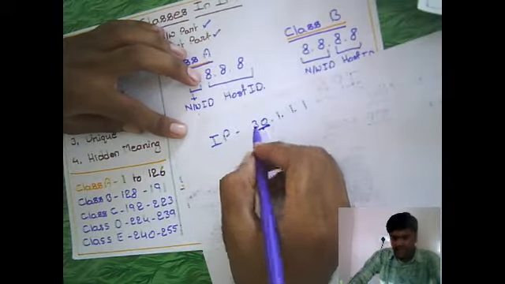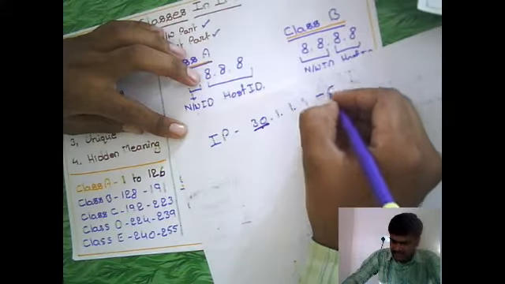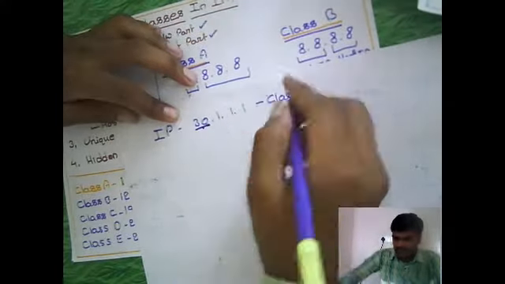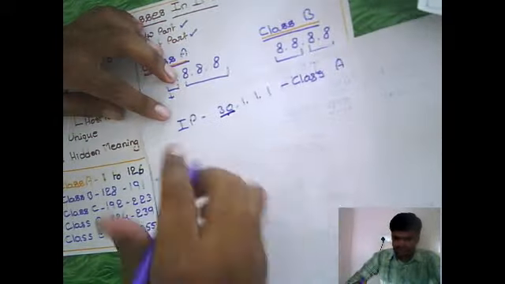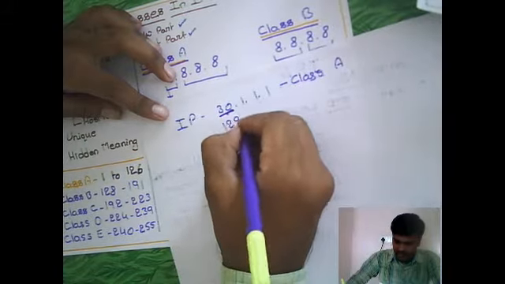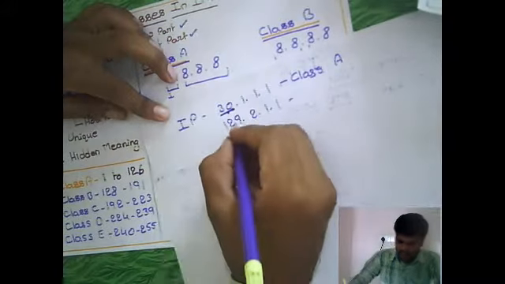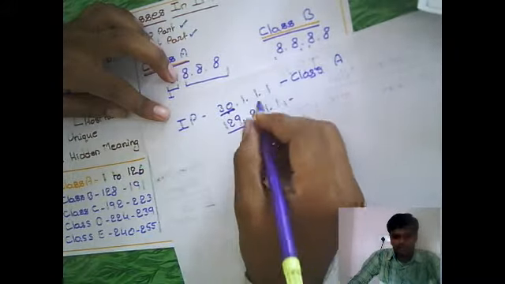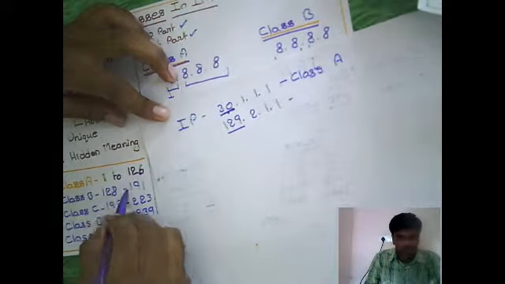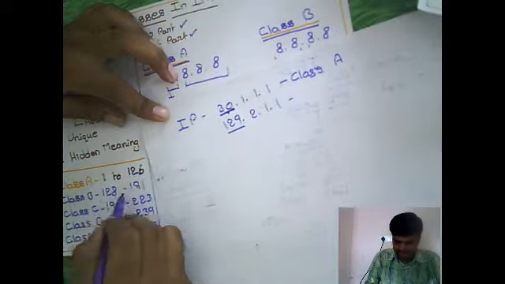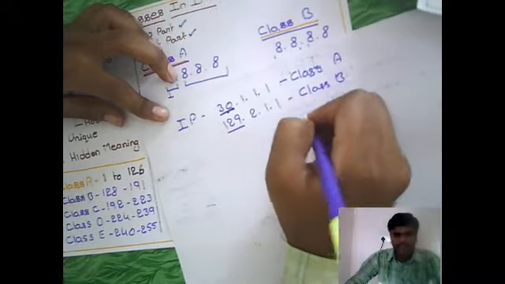So here 30 comes under the 1 to 126 range, which means it is a class A address, right? Let's take one more example, 129.2.1.1. In the same way you consider the first octet. The first octet is 129, so it comes under the range 128 to 191, so it is a class B address.